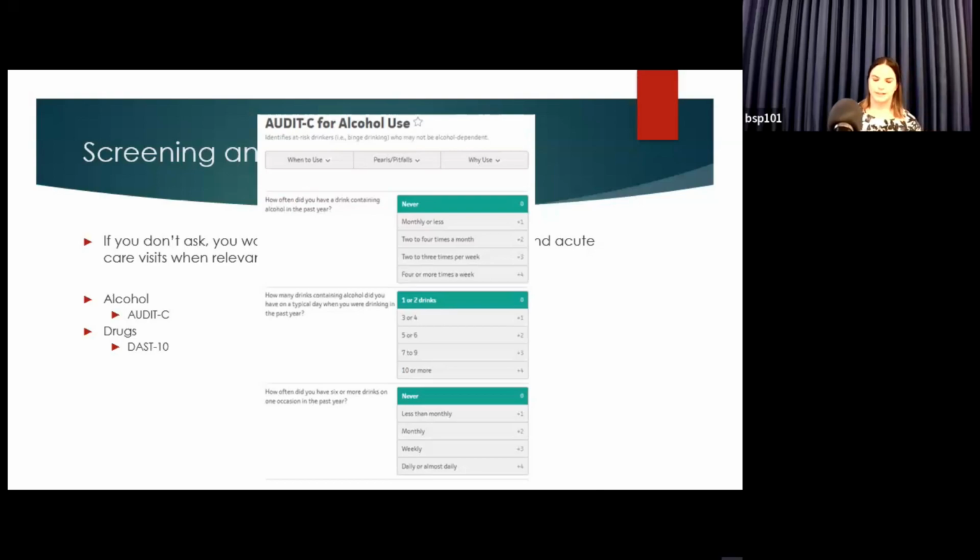It's just three questions, and it has to do with how often you drink, how heavily you drink at a time, and how many episodes of heavy binge drinking, 6 or more drinks, did you have in the last year. Based on these questions, you can get a really good idea from their score if they are at risk for a substance use disorder and if you should be delving deeper.